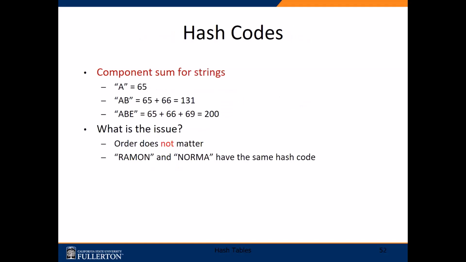Now, one problem with this approach is that the order of characters does not matter. For example, if I have two names, Ramon and Norma, they'll both have the same hash code, which means that if I insert these two keys into a hash table, they will collide. And we know that collisions degrade performance. So there are more complex approaches that try to reduce the chances that different strings will collide, but we'll not get into that in this presentation. Also, there are hashing functions for other types of keys, so we can store them in a hash table. But again, we won't go into those.